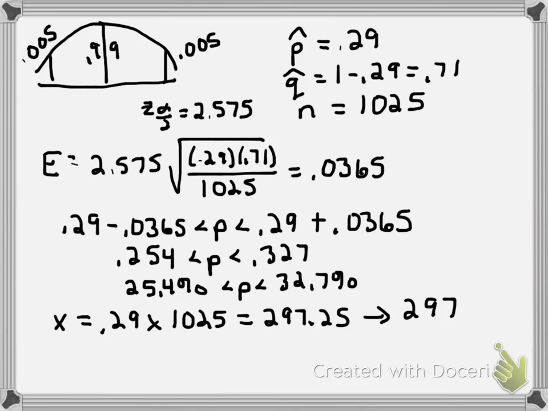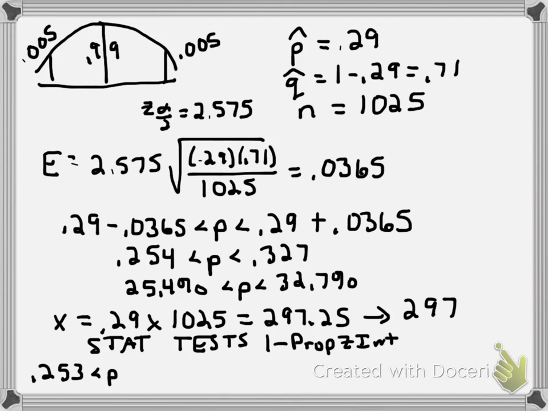So then you would go to your calculator and enter stat, test, 1 proportion z interval. You can enter the information they ask for, and you'll get a slightly different answer this time. You should get 0.253 is less than p is less than 0.326, and then when you convert those decimals to percentages, you have 25.3% is less than p is less than 32.6%.